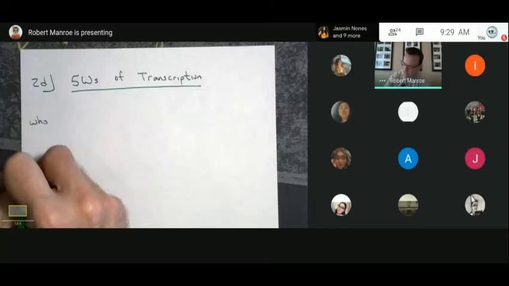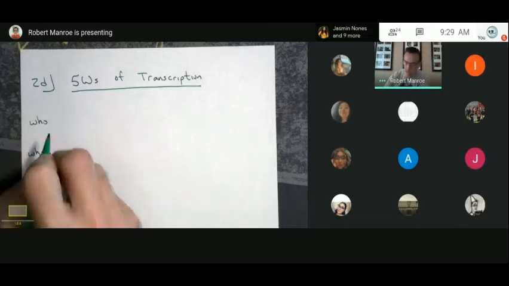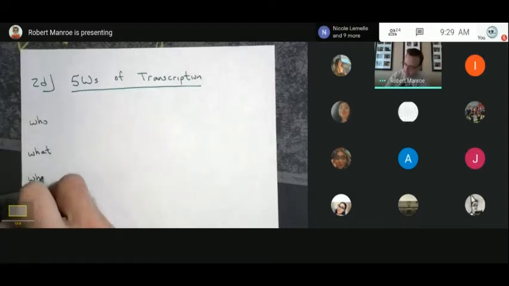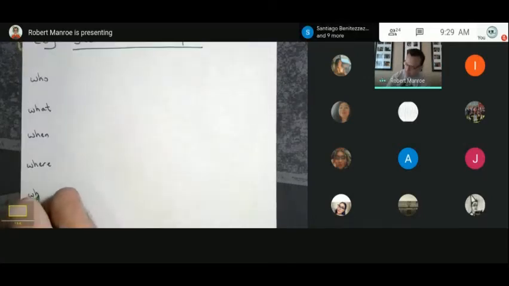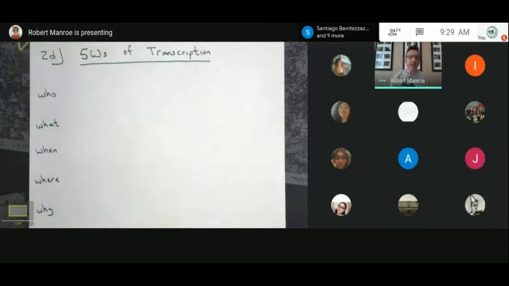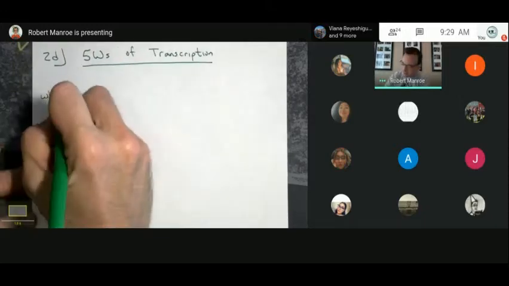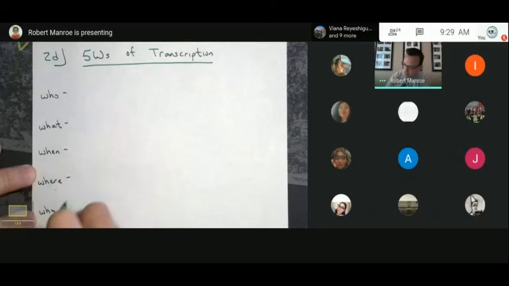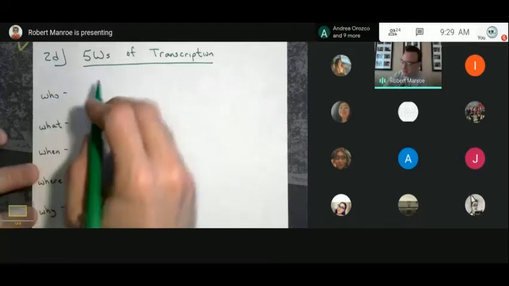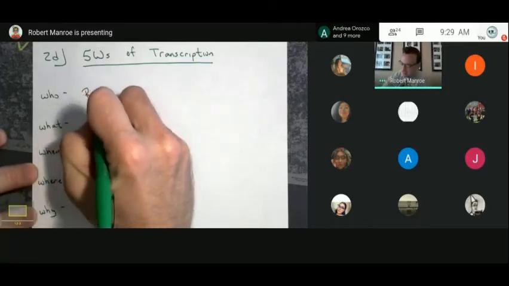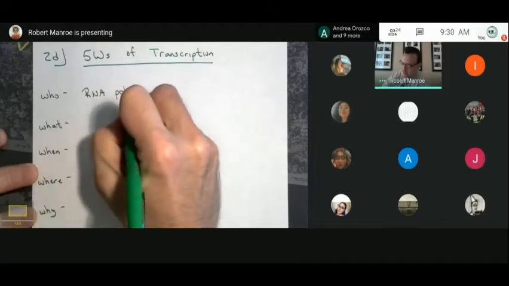Who, what, when, where. My favorite word, why. I love that word. I got a little tired of it when Emily was about 2 or 3, but it's okay. It's not 2 or 3 anymore. All right, so who does the work? Piece of cake. RNA polymerase.